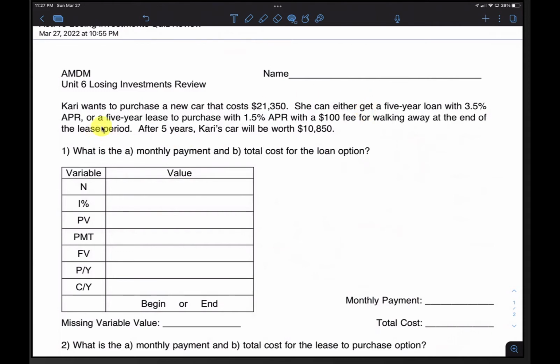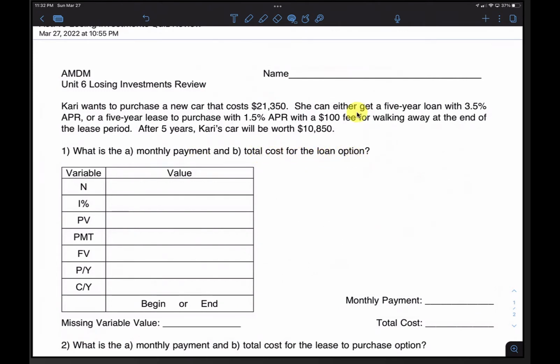So for questions 1 and 2 it says Kari wants to purchase a new car that costs $21,350. She can either get a 5-year loan with 3.5% APR or a 5-year lease to purchase with 1.5% APR with a $100 fee for walking away at the end of the lease. After 5 years, Kari's car will be worth $10,850. So question 1, what is the monthly payment and the total cost for the loan option?